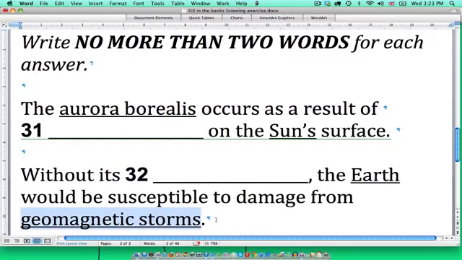Now, what's important about this question is that we note this comma and the manner in which the word without frames the question. So this pronoun its is referring to the Earth, as you know. Without its blank, comma, the Earth would be susceptible to damage from geomagnetic storms. Susceptible means at risk from. And so basically we're listening for something that the Earth needs to protect itself from damage. Okay, so that's the word that's going to be filled in here. So it's now clear what sort of word we're listening for.